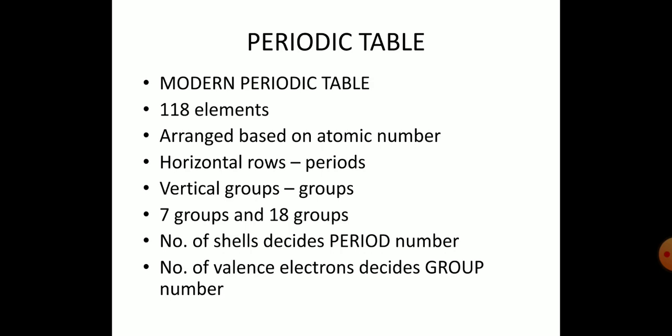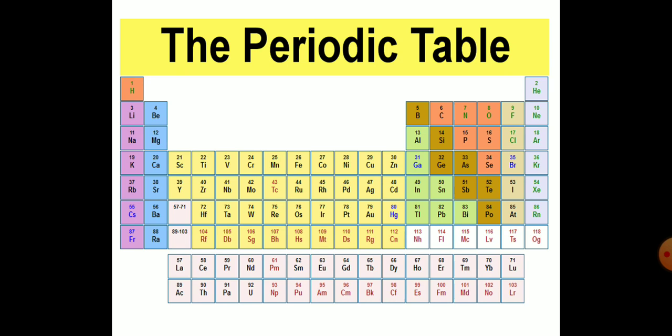Now coming to the group number. The group number is decided upon the number of valence electrons. This is how your periodic table will look like. Now count how many rows we have. 1, 2, 3, 4, 5, 6, 7. We have 7 rows. How many columns do we have? If you count, you will have 18 columns.